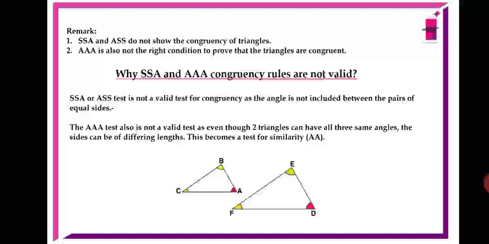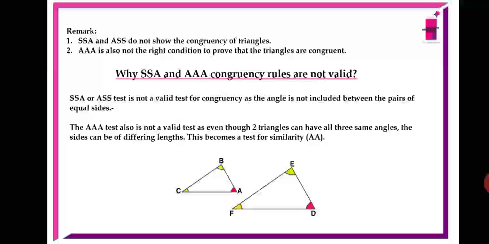SSA and ASS do not show the congruency of triangles, and AAA is also not the right condition to prove that triangles are congruent. Why are SSA and AAA congruency rules not valid? The SSA or ASS test is not a valid test for congruency, as the angle is not included between the pair of equal sides. The AAA test also is not valid, as even though two triangles can have all three angles the same, the sides can be of different lengths. This is because it becomes a test for similarity, not for congruency.